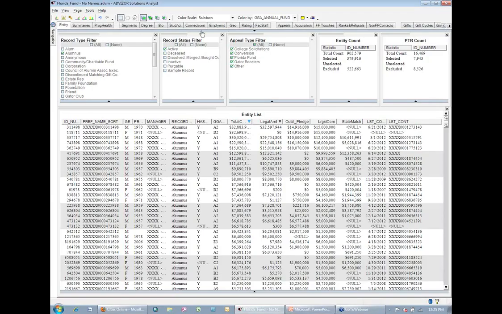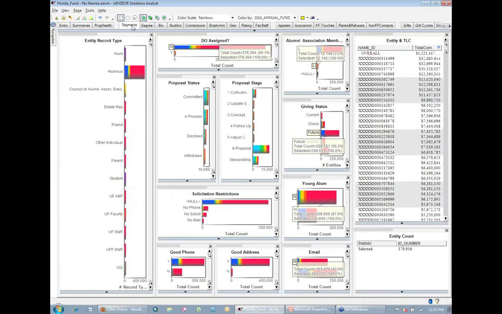Primarily, the Florida Fund people told me that they could not live without Advisor to do their jobs nowadays. They use it mainly for two things. One is for segmentation, and the other is for analysis. So I'm going to talk about segmentation first.